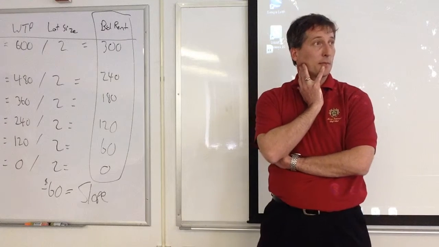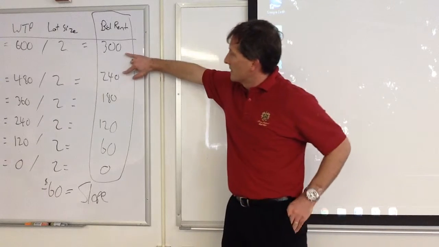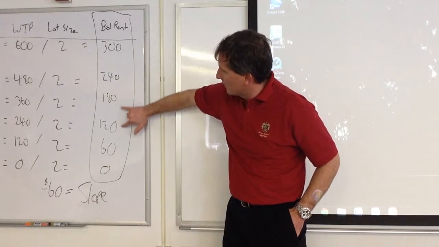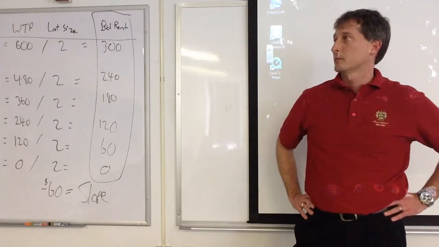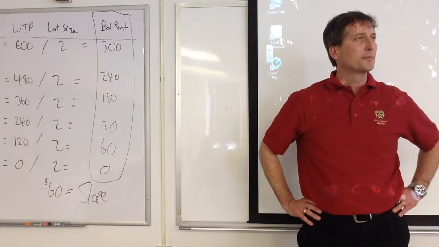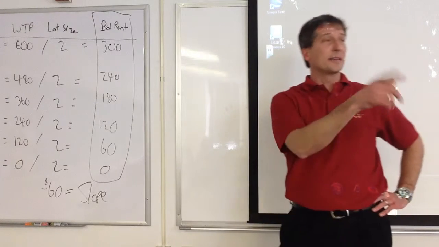Wait, the slope equals negative 60? Yeah. Is this linear? Yeah, it's assumed because of fixed proportions. I had willingness to pay on my y-axis instead of bid rent, for 1 hectare though.